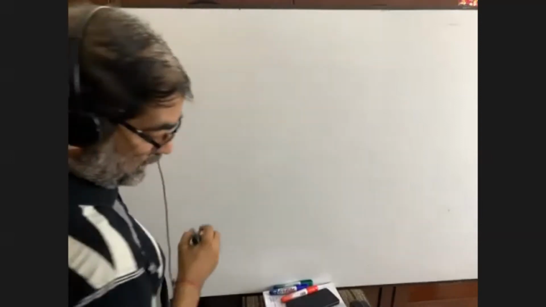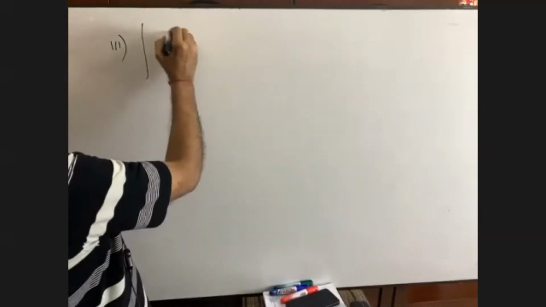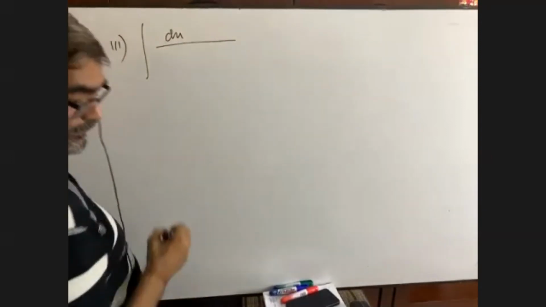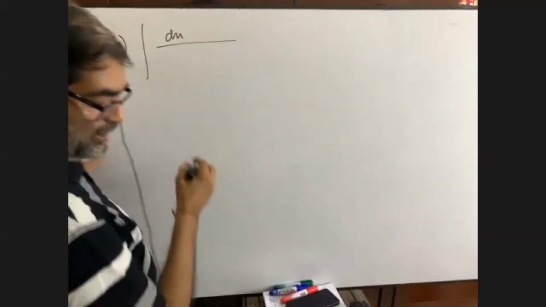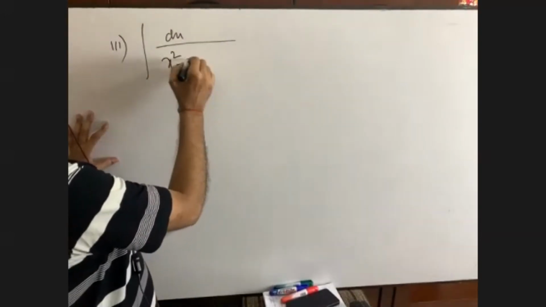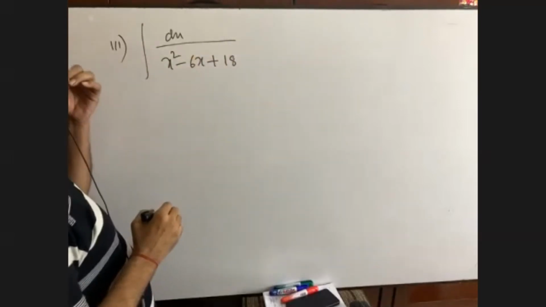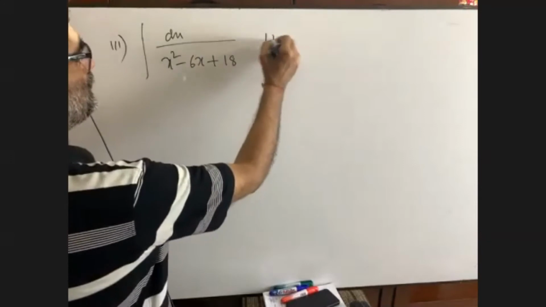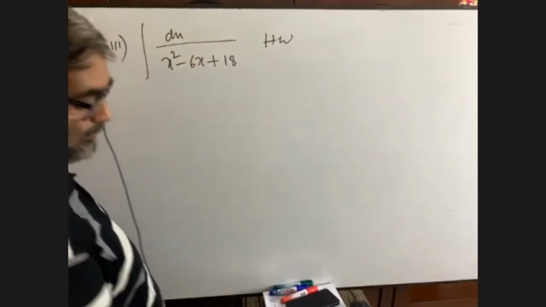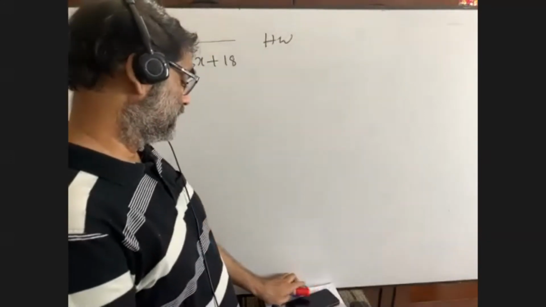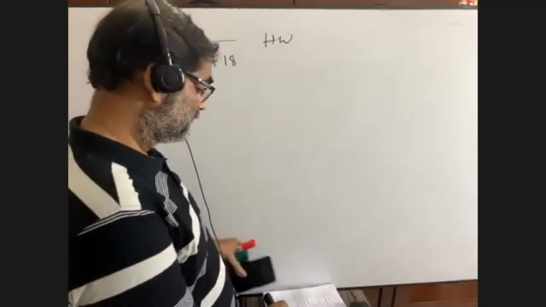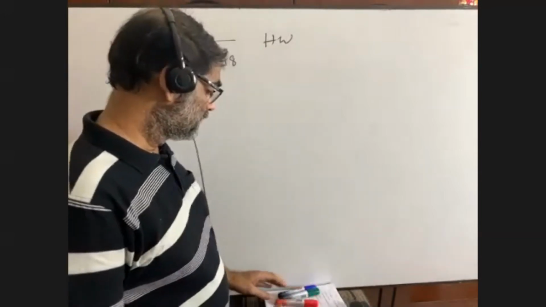Now question number 3. dx by x square minus 6x plus 18. X square minus 6x plus 18. Now I think you can do it at home, right? In the same way, homework. You will do it at home. Like the previous math. Okay. Question number 4.